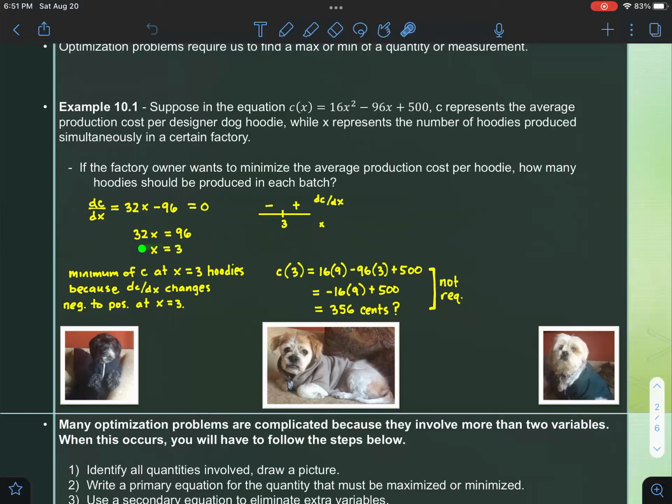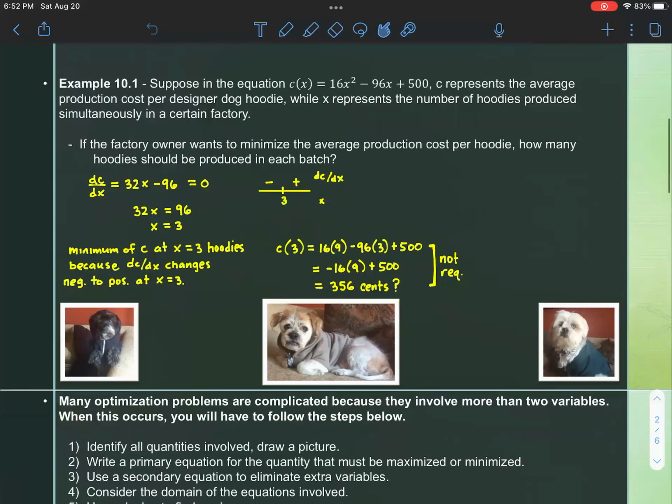We know that numbers that pop out of this procedure, critical numbers, are candidates for max or min. We don't know which it is yet. It could be none at all. So I investigated, I have my little number line here. I do see a sign change in dC/dx from negative to positive at 3. So yes, we do have a minimum at x equals 3 because dC/dx changes from negative to positive. I went further to find the actual production cost, but you don't have to do that because the problem doesn't ask you to. I'm just plugging the 3 back into the original equation.